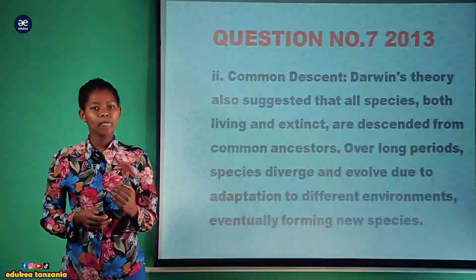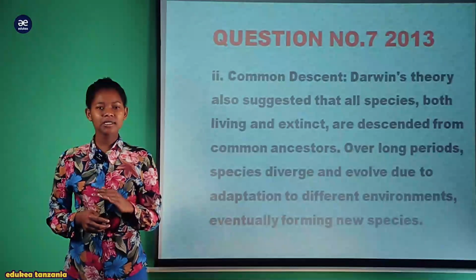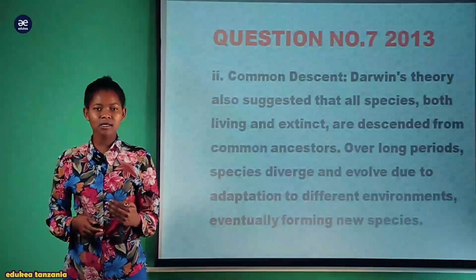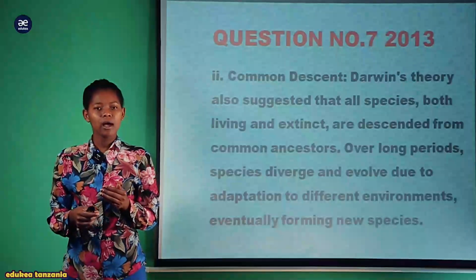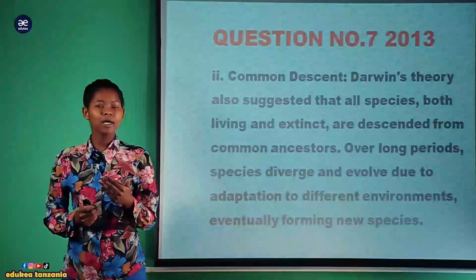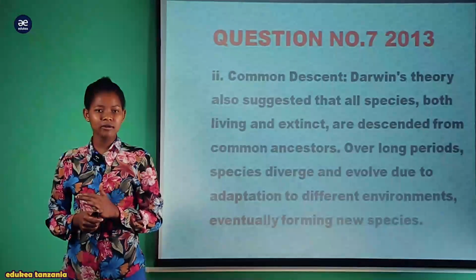Tunaona kwamba ametoa idea ya common descent. How? Common descent na evolution ili correlate. We can see according to Darwin ni kwamba most of the species wametoka kwa ancestor mmoja. But what made them to change is the environment or changes occurring in the environment.